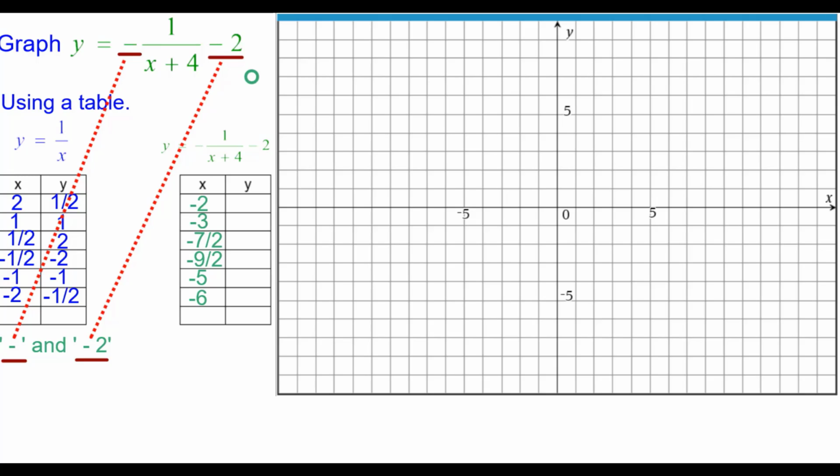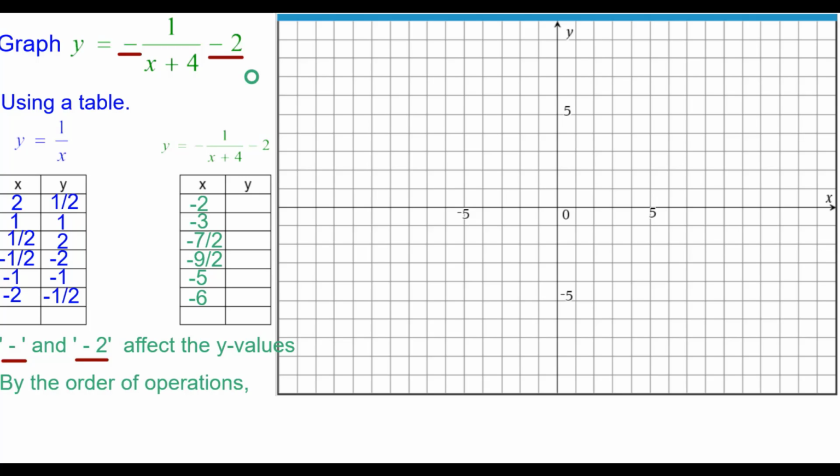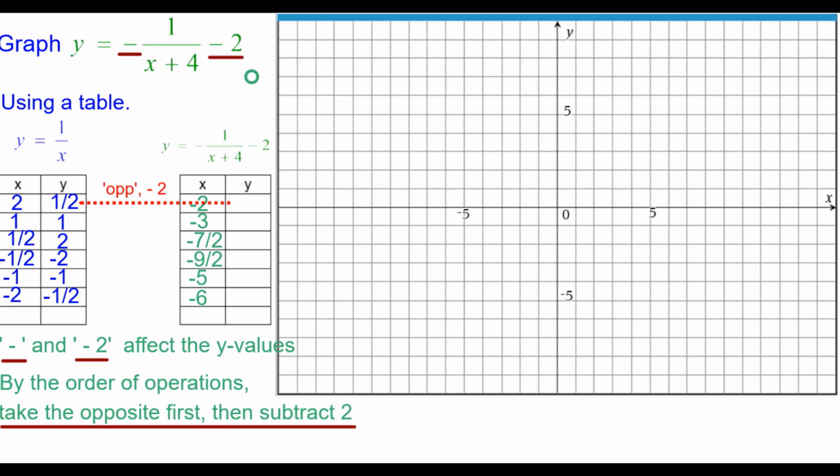The other 2 parameters affect the y coordinates. And so by the order of operations, we take the opposite first, and then we subtract 2. That's the order of operations. So in this case, we'll take 1/2 and take the opposite, which is negative 1/2, and subtract 2. And we show that here. That's negative 1/2. Think of minus 2 as minus 4/2 for a total of negative 5/2. So plotting negative 2, negative 5/2.